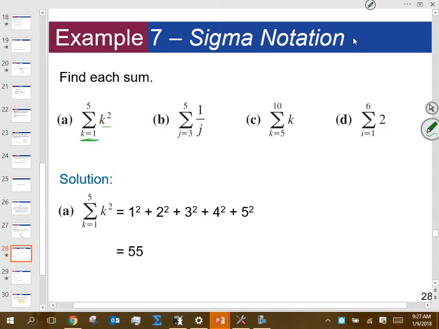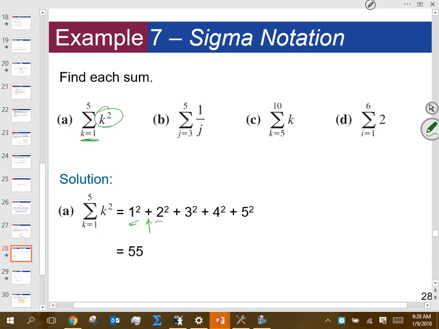So all you do is use this k equals 1 as your input value into this rule. I put 1 in there, I get 1 squared, and I write that down. The fact that it's sigma tells me I've got to put a plus sign, and now I always increase my index by one integer. So I go from k being 1 to k being 2. Plug 2 into the rule, and you get 2 squared.